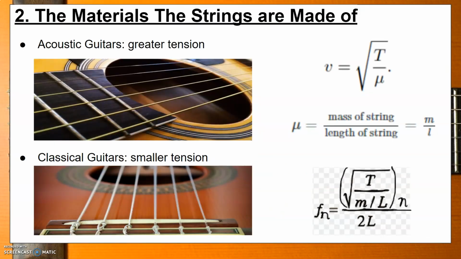The materials that a string is made of can affect the sound as well. Acoustic guitars, which have strings made out of materials ranging from bronze, brass, and steel, have a much greater tension associated with them. Classical guitars use clear, black, and rectified nylon and have a much smaller tension associated with their strings. Again, according to the formula f_n equals n times square root of T over mu, over 2L, we can conclude that acoustic guitars produce sounds with a much greater frequency than classical guitars, as the increased tension that comes with acoustic guitar strings results in a greater overall sound frequency.